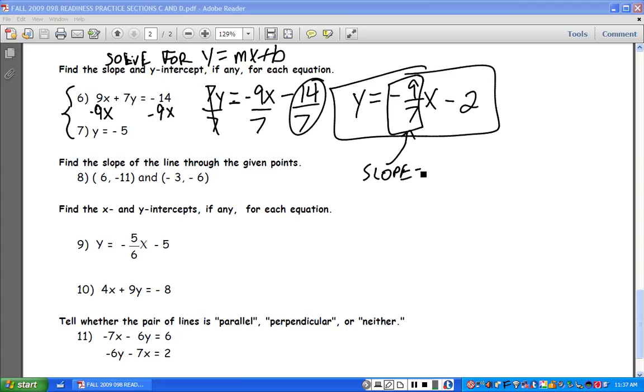Okay, that's our slope, -9 over 7. And our y-intercept is this -2. Our y-intercept, which is our b, is that -2. So there are the answers to problem number 6.